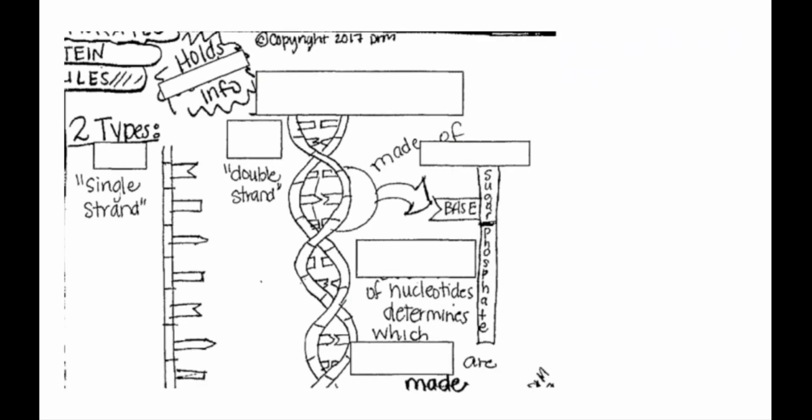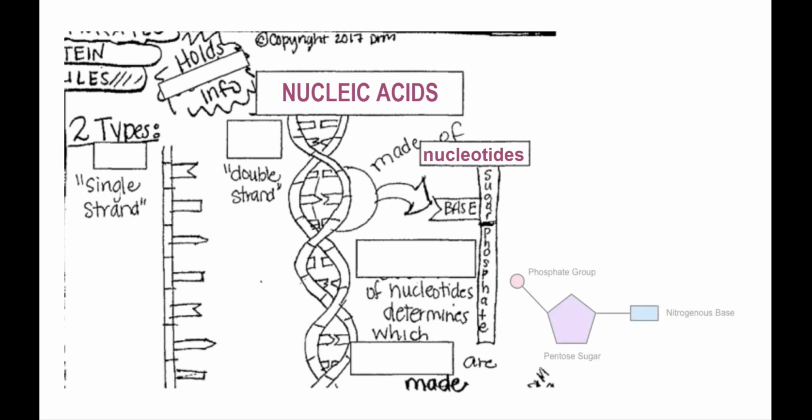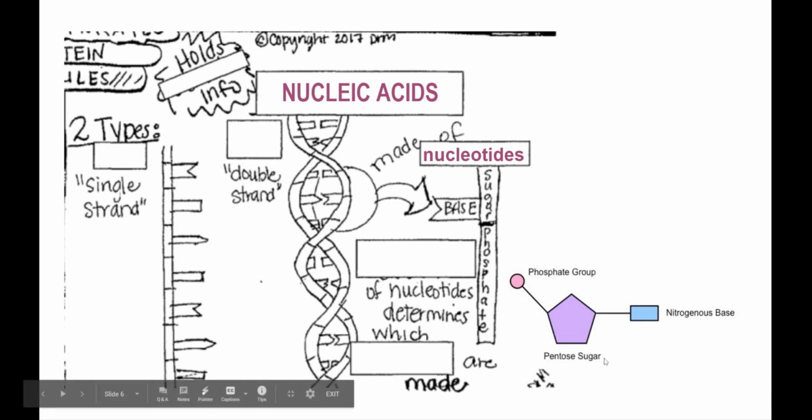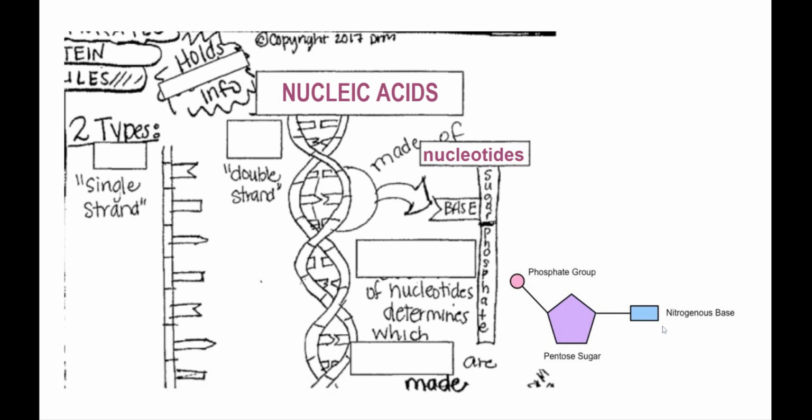The last and final macromolecule that I want to talk about today are our nucleic acids. Now, these guys have one job and one job only, and that is to ultimately hold genetic information. And the way nucleic acids do that is that they're made up of individual pieces called nucleotides. Now, a nucleotide is three parts. You have a phosphate group, some type of 5-carbon sugar, and a nitrogenous base.